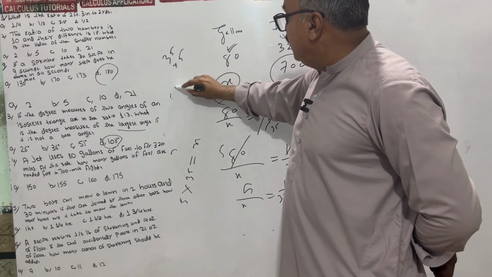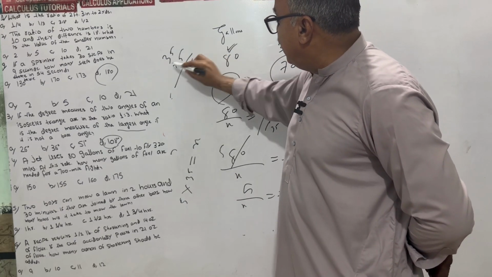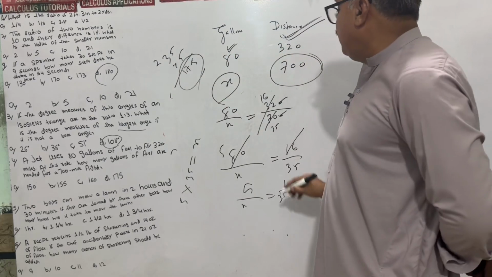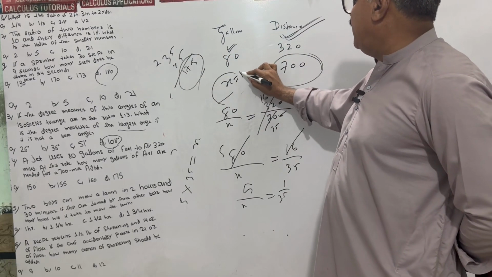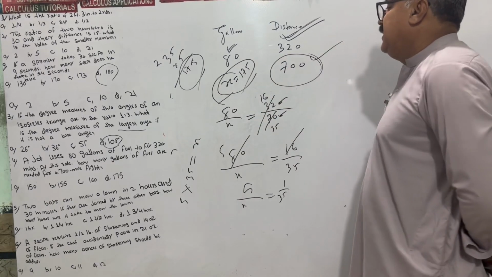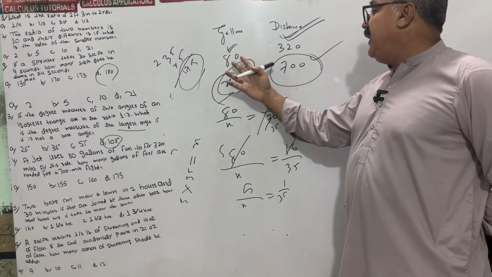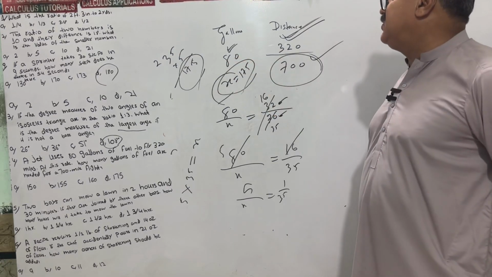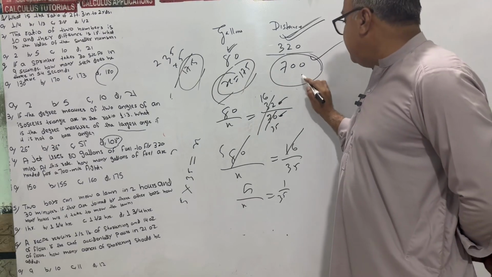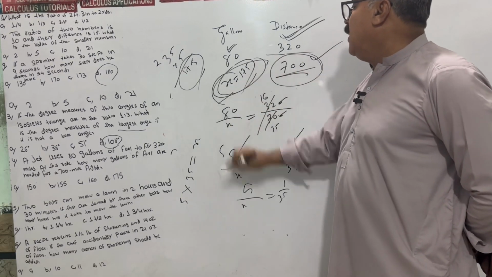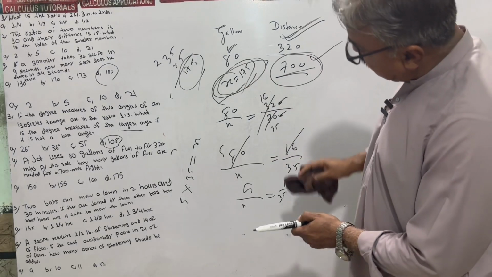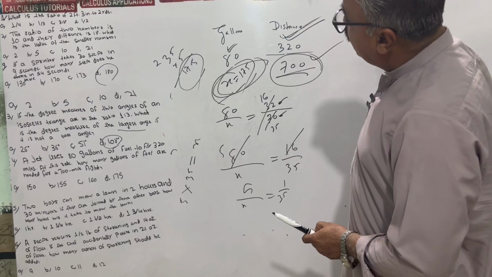35 times 5: 5 fives are 25, write 5 and carry 2, 3 fives are 15, plus 2 is 17. So 175 gallons. 175 gallons are required for a journey of 700 miles. 80 gallons are enough for a 320 miles journey. For a 700 miles journey, we need 175 gallons. Okay, cool. Moving one step further.